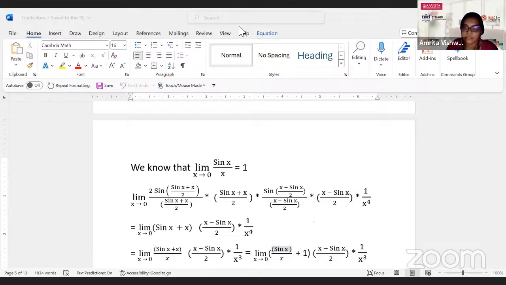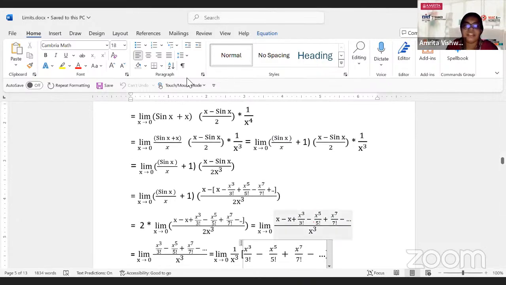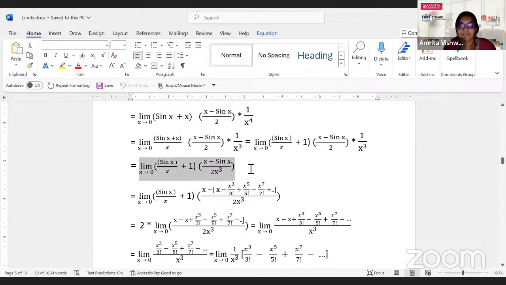Okay. So what I've done, how I have continued, is I got this. Now if I'm taking sin x plus x by x, this will be something like (x minus sin x) by 2x cube. Or maybe you can take 1 by x cube outside also. If this is the term, x by x becomes 1, sin x by x becomes 1. So this whole term is 2.